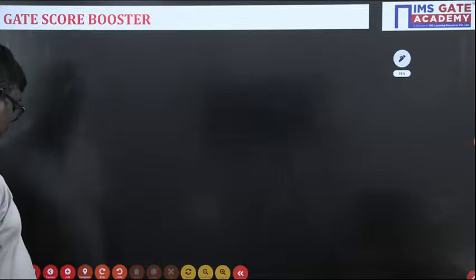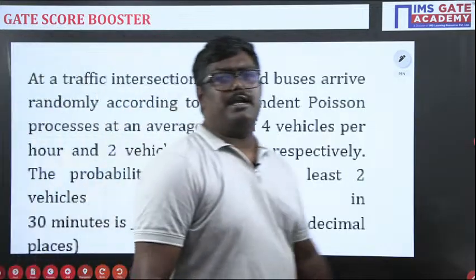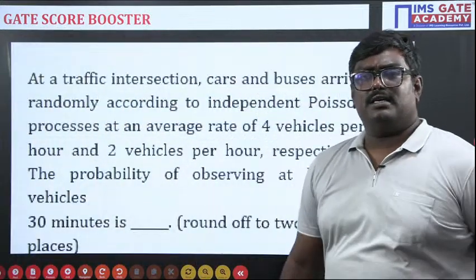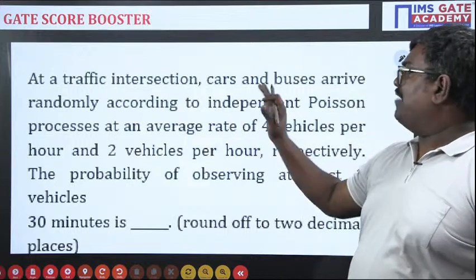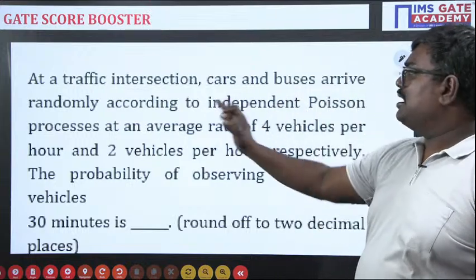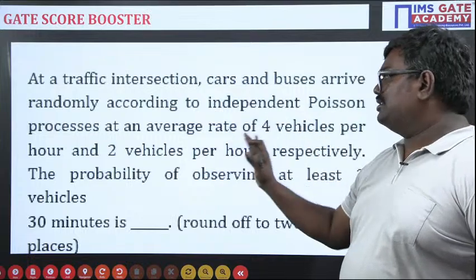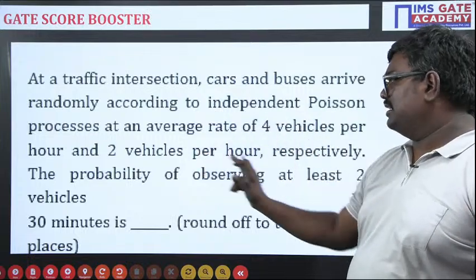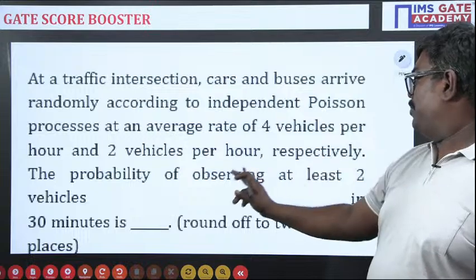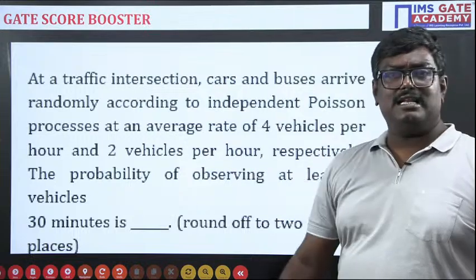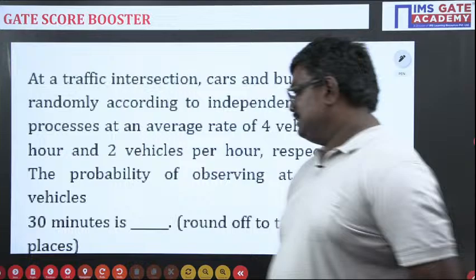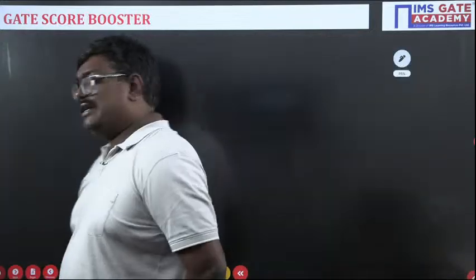Now see students, we have another important case, sir. What is the other important case? A traffic intersection has cars and buses arriving randomly according to independent Poisson's process at an average rate of 4 vehicles and 2 vehicles per hour. The probability of observing at least 2 vehicles in 30 minutes is. Now see students, let me tell you.